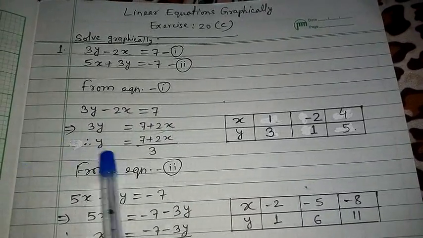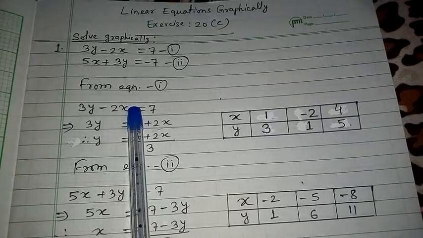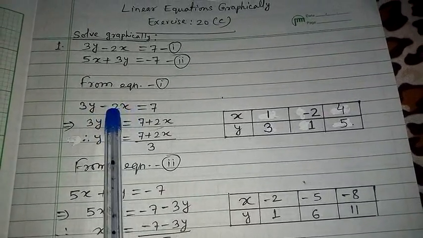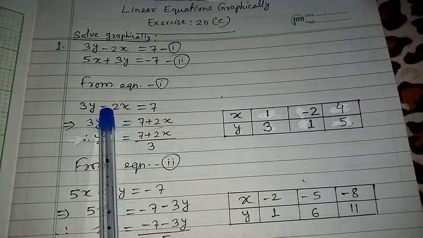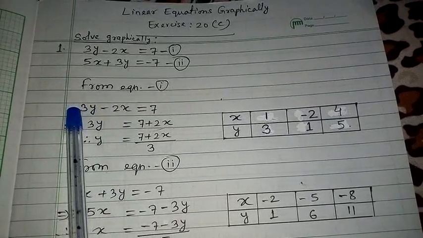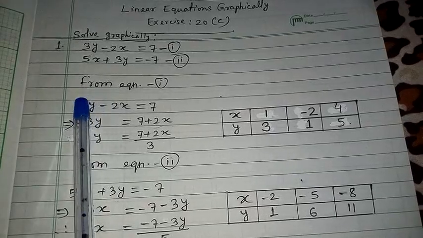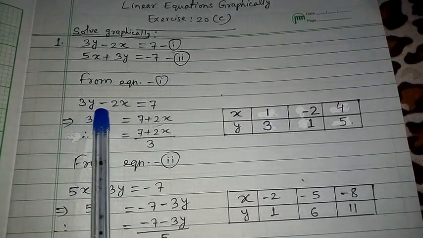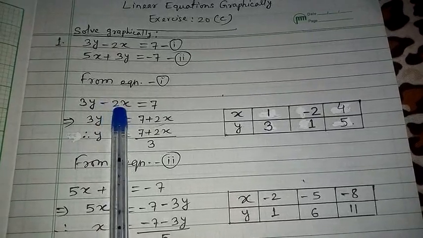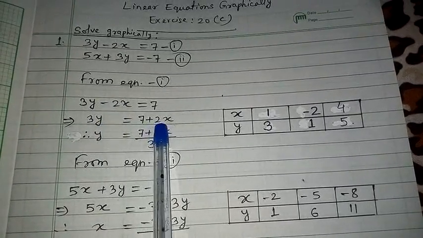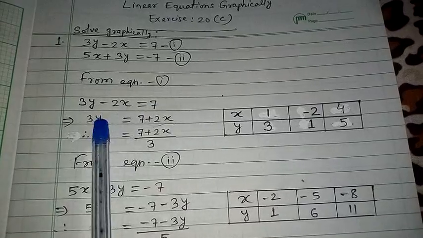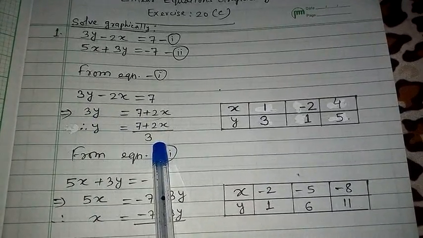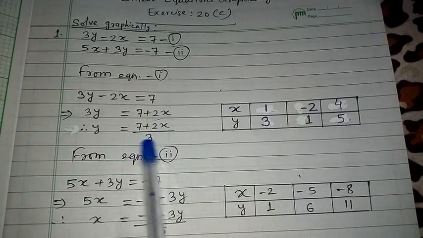Now I will target either to make the x variable alone or the y variable alone. But I can see here the x variable is in negative form, that is minus, and the y variable is positive. So I will try to make the y variable alone. What I will do, I will push this minus 2x from the left side to the right side, and it will become plus 2x. So 7 plus 2x. And the 3 with y will come and divide here. It is 7 plus 2x by 3.